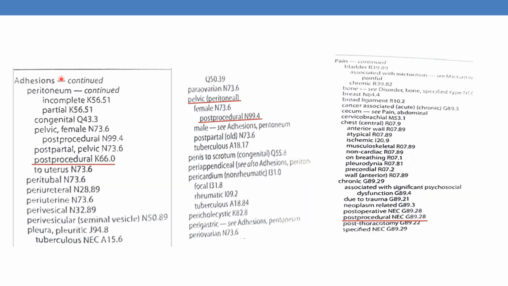Under adhesions, if you see bowel, it says see adhesions, peritoneum. So under adhesions, peritoneum, it is a post-procedural adhesion. Under peritoneum, post-procedural indicates K66.0. So this is one ICD code, K66.0 for post-procedural bowel adhesions. Next, pelvic adhesions are also seen. Under adhesions only, if you go for pelvic, under pelvic it will be female, under female post-procedural. The code is N99.4.